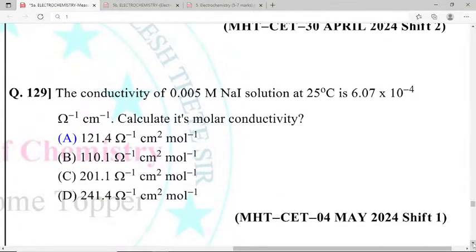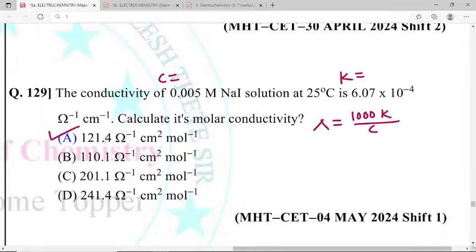The conductivity of 0.05 molar NaI. So concentration is given. Conductivity K is also given. Molar conductivity we have to calculate. So molar conductivity is equal to 1000 K by C. Substitute the value, we'll get the answer 121.4.